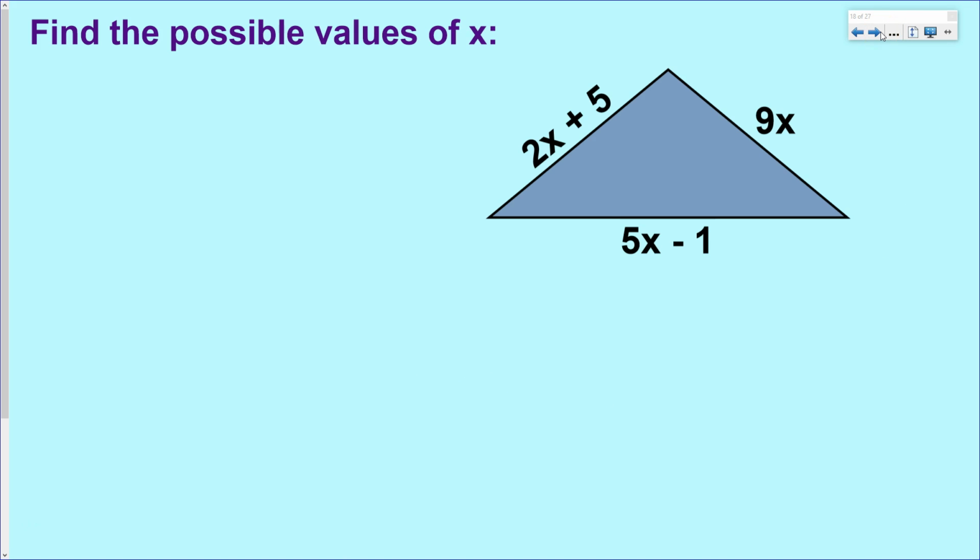Our next problem is a little bit more complicated, but pretty much the same thing. So why don't you pause the video here and see if you can write those three inequalities and then determine the possible values of x.